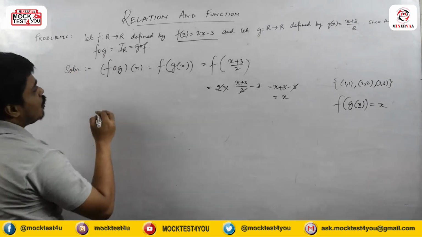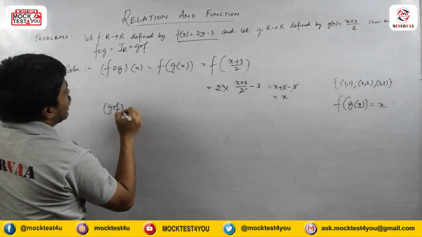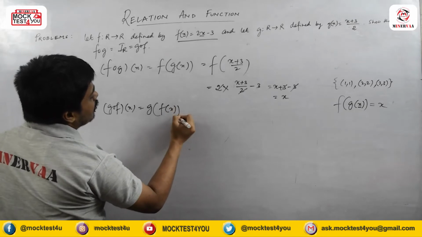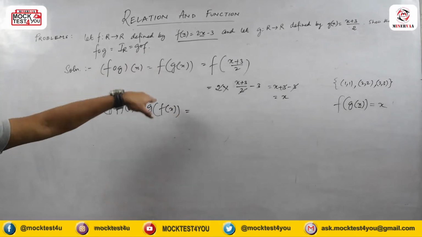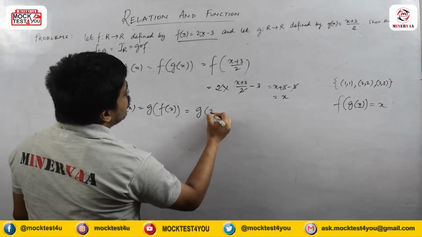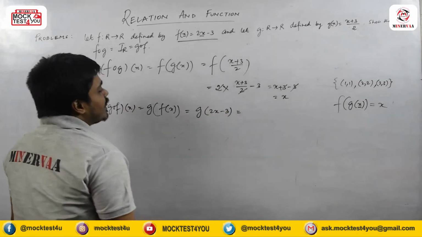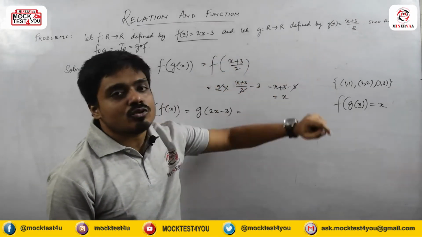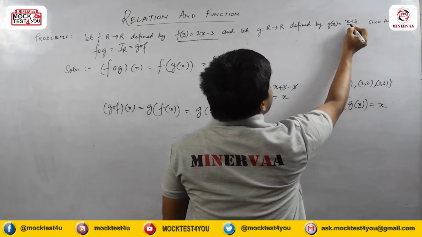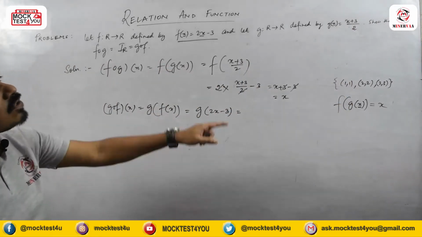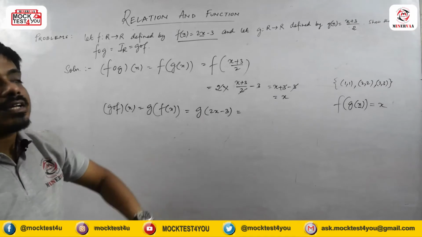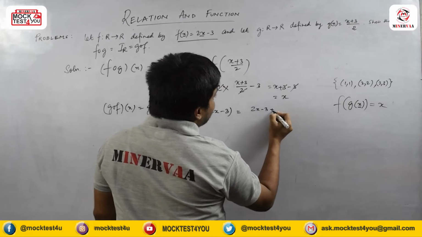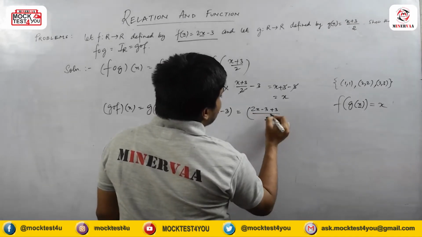Now let's do the next one, g of f. What is g of f(x) equal to? So now inside we have f(x) function. Now f(x) is equal to what? Directly put f(x) in there. So g of 2x minus 3, and that is equal to what? Now, g(x) is (x plus 3) by 2. So in place of x, I will replace it with 2x minus 3. So what do you get? (2x minus 3 plus 3) divided by 2.